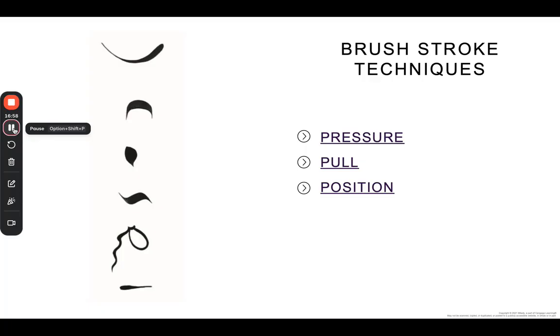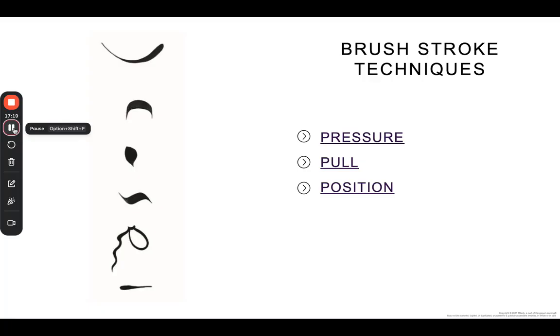The second basic technique is pull. You must learn to pull the brush and not push it. Pulling the brush across the paint surface creates a more fluid line or stroke. Pushing it will give a rough and spattered stroke that is more difficult to control.